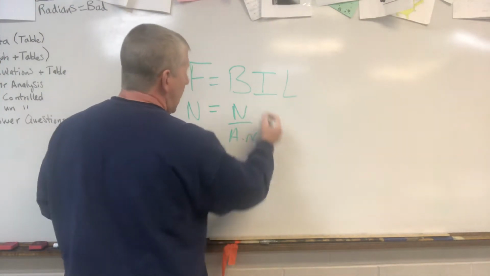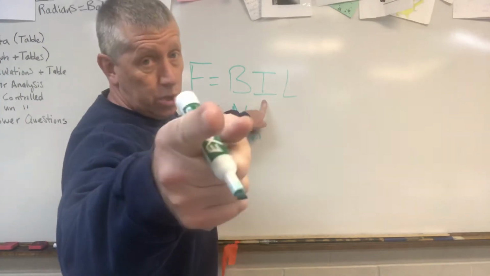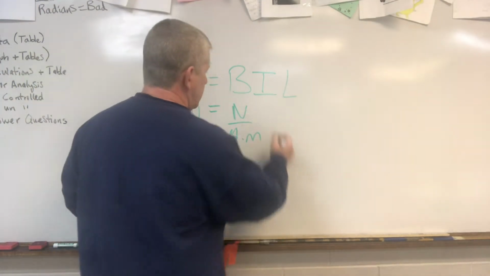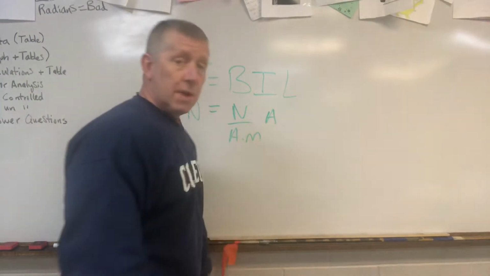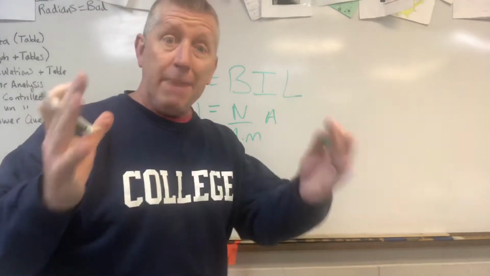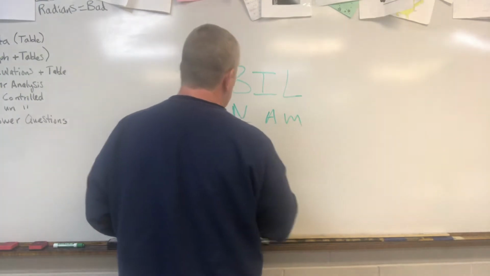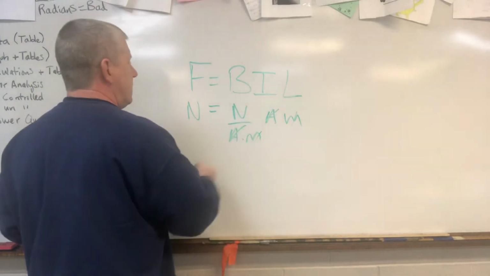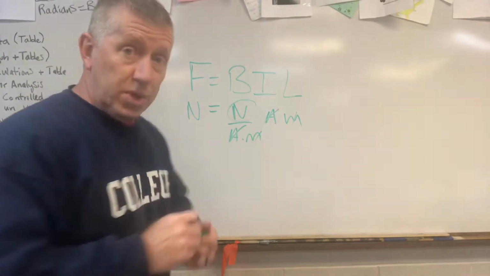So breaking this down, this is current. We all remember current is amps. Current is measured in amps. And this is the length of the wire. That's an L. Length of the wire, which is going to be measured in meters. And so unit analysis says if we multiply those three things together, we will get newtons of force.